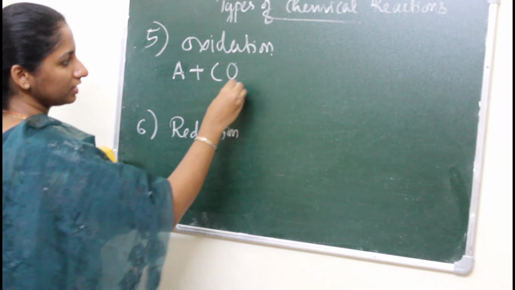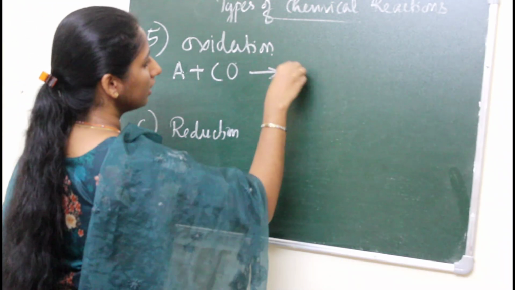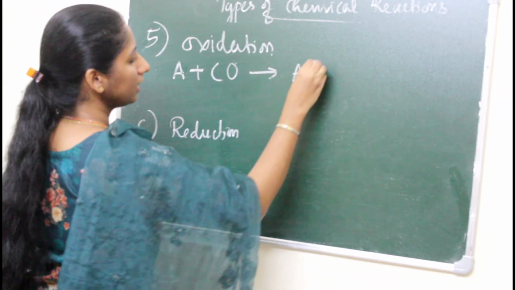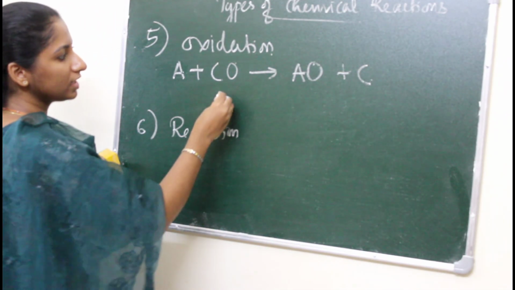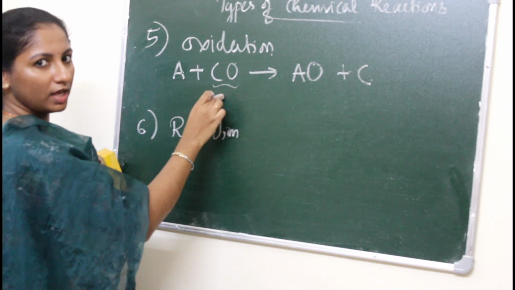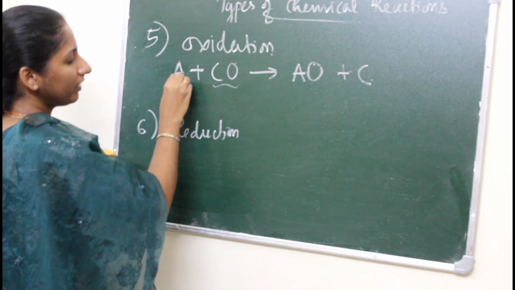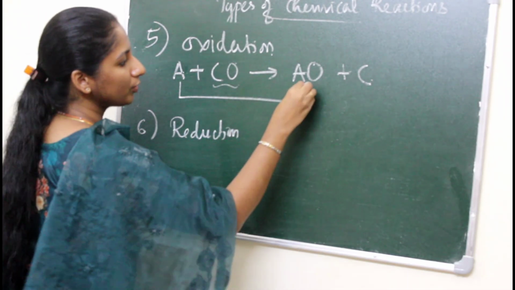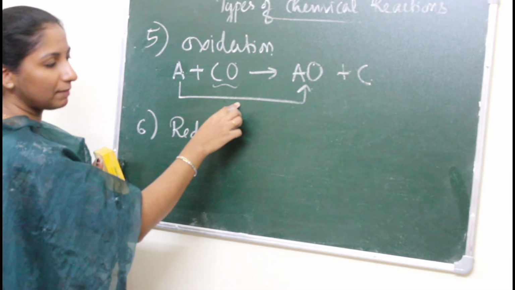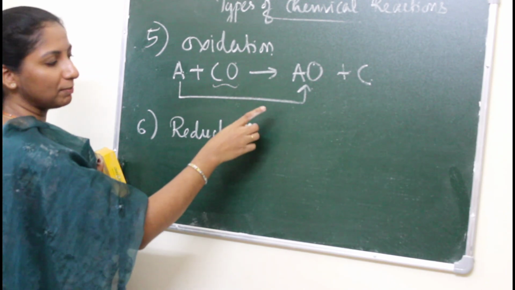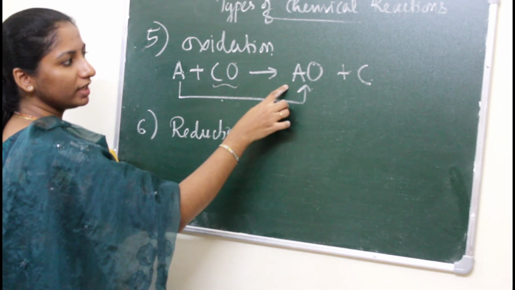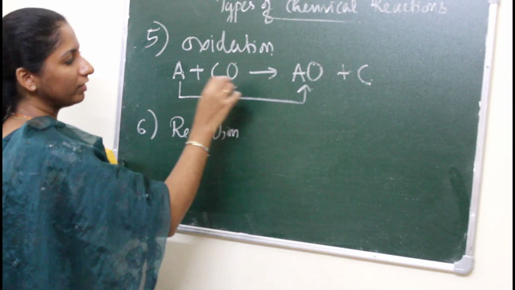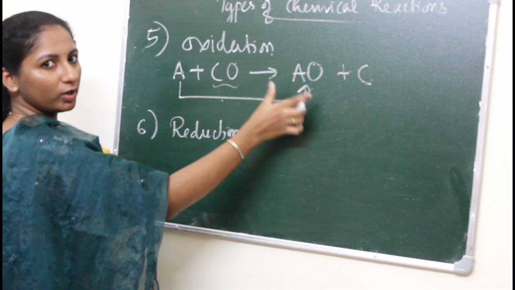Okay, so within a reaction, let's take it like this: A plus CO. Let's consider it as CO. Then what is happening? On the product side, we are getting AO plus C. Okay, so what is happening? Here, this is an oxygen-containing compound. So when we are moving from reactant to product side, actually what is happening? Addition of oxygen is happening. So we can call that A is oxidized to get this compound. Okay, when we are moving from reactant to product side, what is happening?